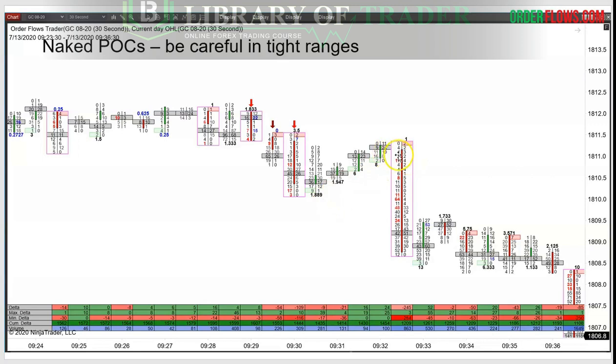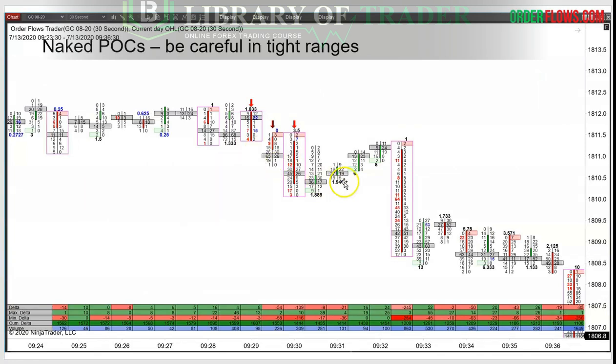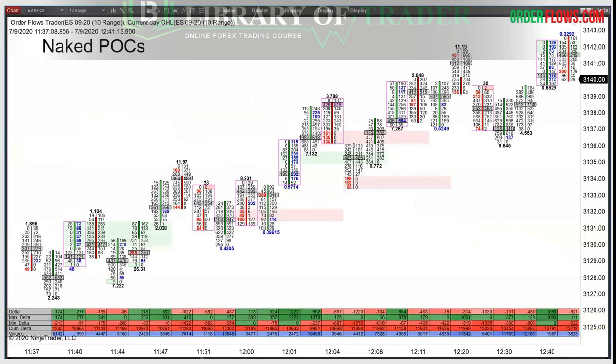Oftentimes you're going to get a pullback that can come right through the naked points of control and stop you out. So personally, I think it's better on bars that have a little bit more movement than bars that are putting in that tight movement here. Okay, where do you see it? Right there in the middle. You've got naked point of control, naked point of control. Then it came back in here, pulled back, filled that in, and went up there.